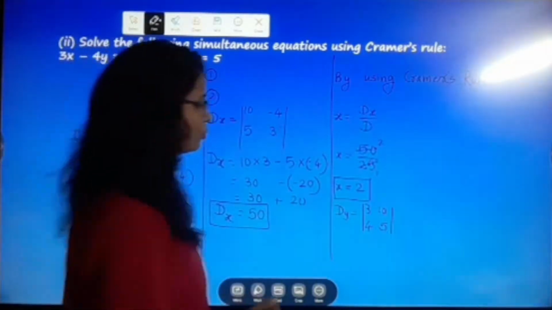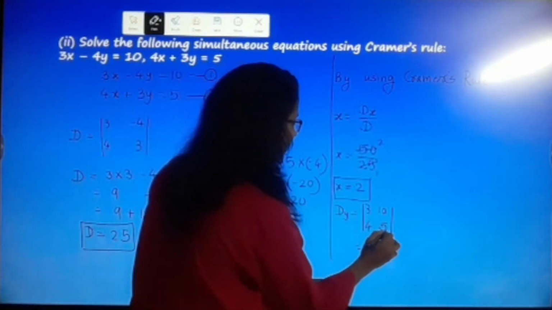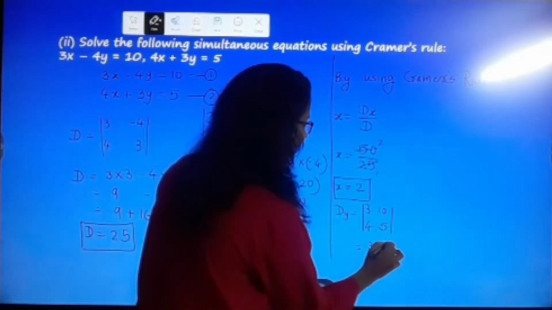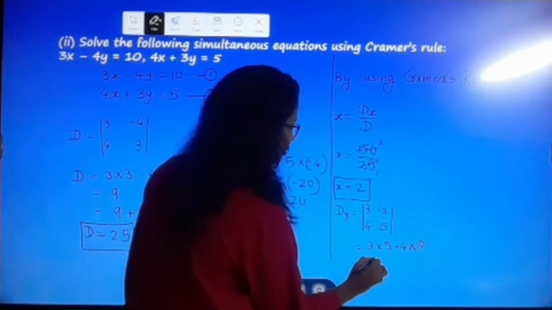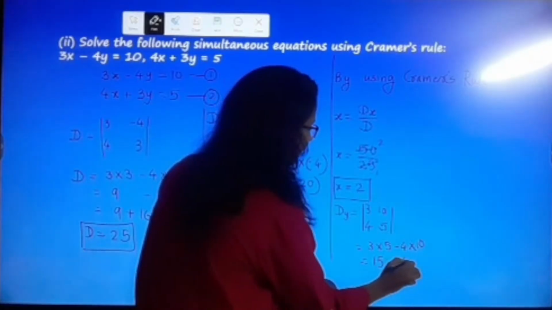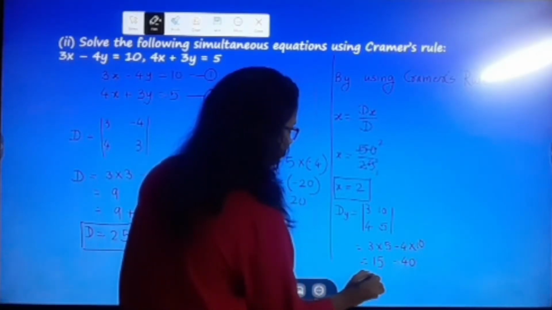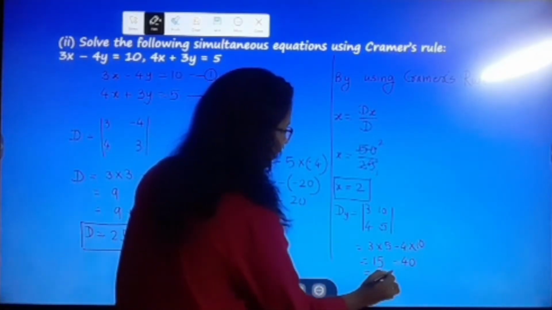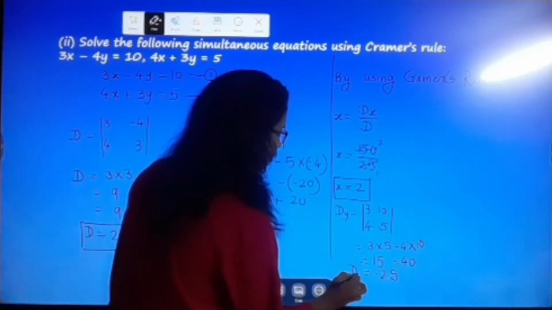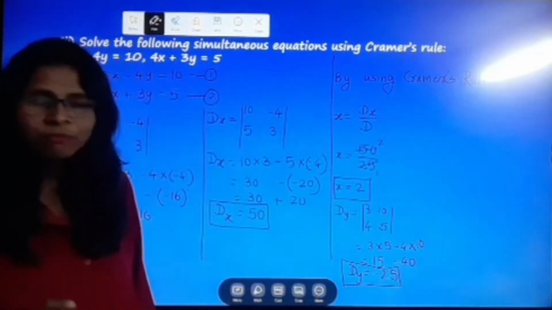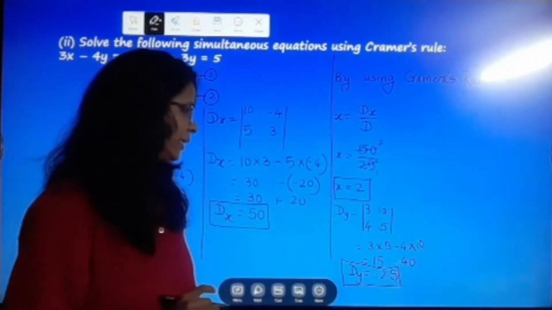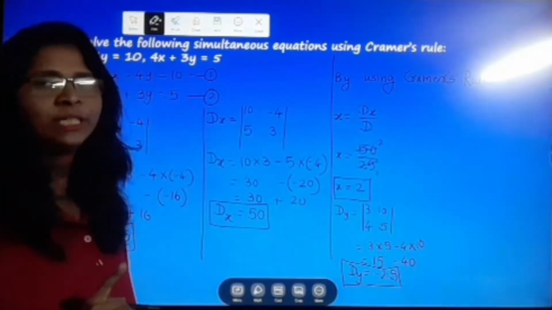So now here students, cross multiply: 3 multiply 5 minus 4 multiply 10. So here students, 15 minus 40, and that is equal to minus 25. Okay, so D of y is equal to minus 25. So now here minus 25 students.